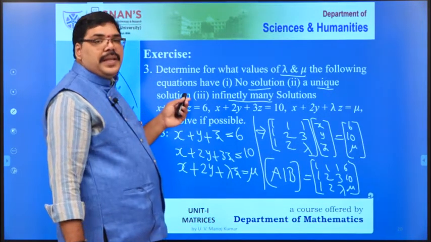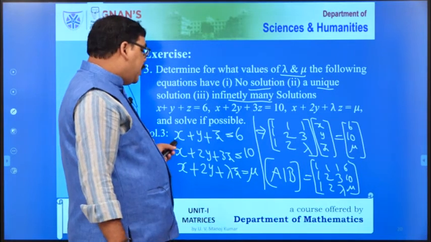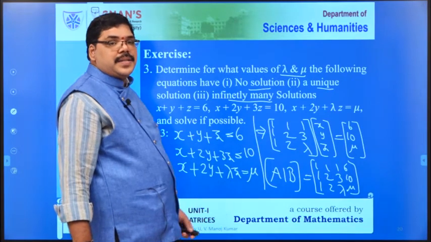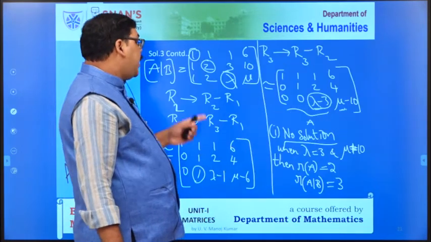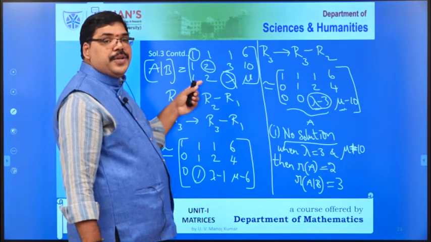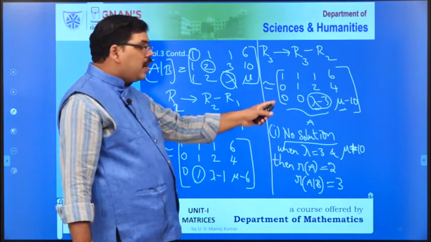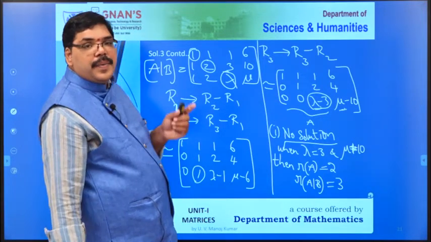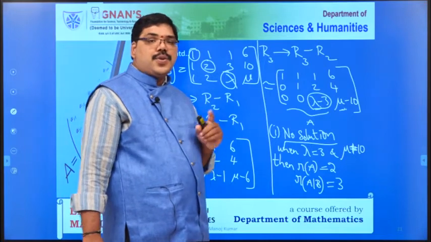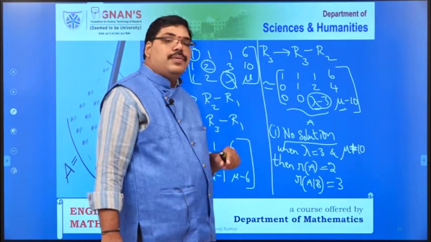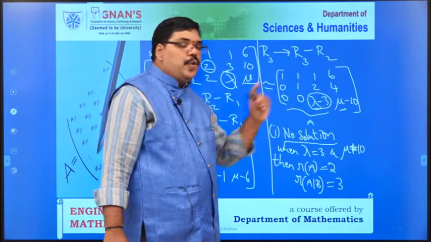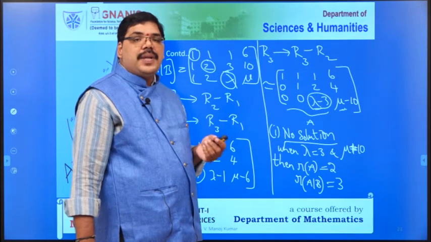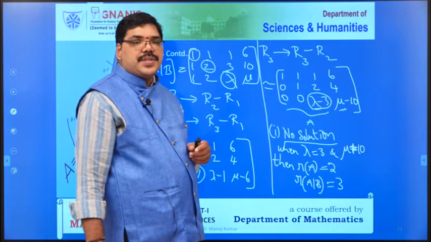See once again, we have been given a problem like this. We have written the equations into matrix form, and then we have written the augmented matrix. After writing the augmented matrix, we reduced it into echelon form by row operations. After reducing, the last row is like this: 0, 0, lambda minus 3, mu minus 10. So now we have to identify the values of lambda and mu for different options.